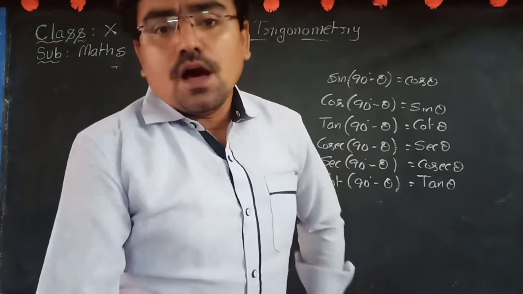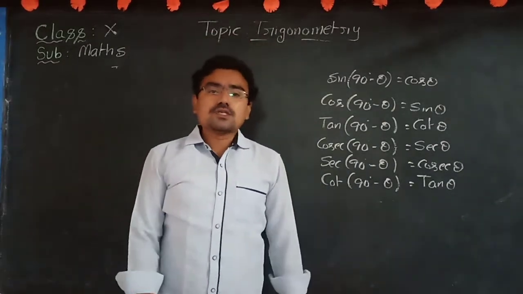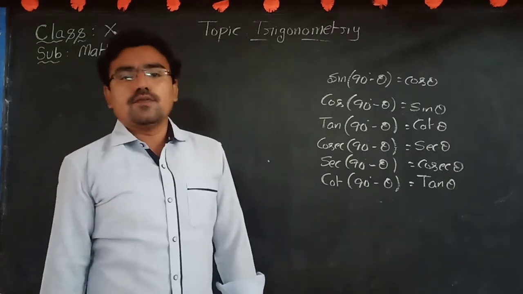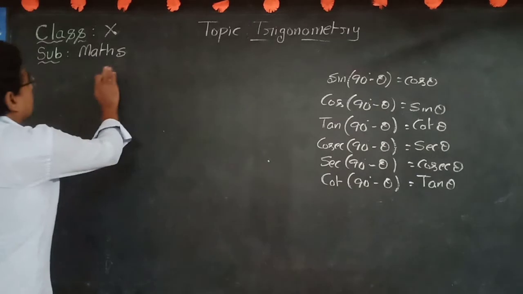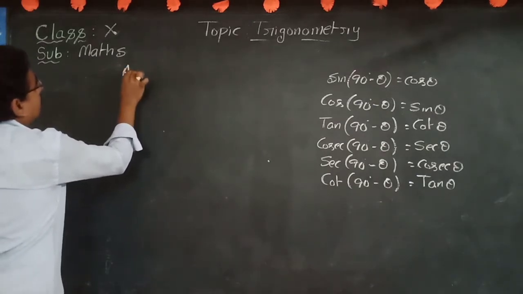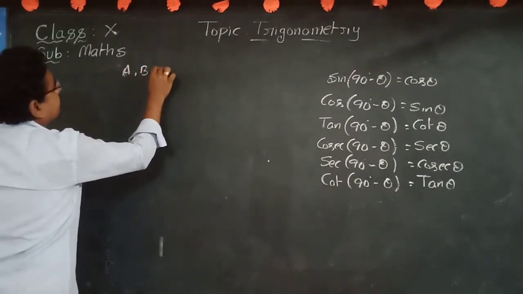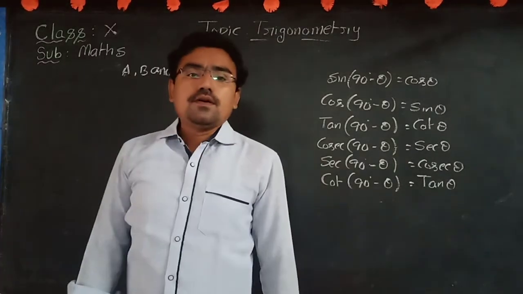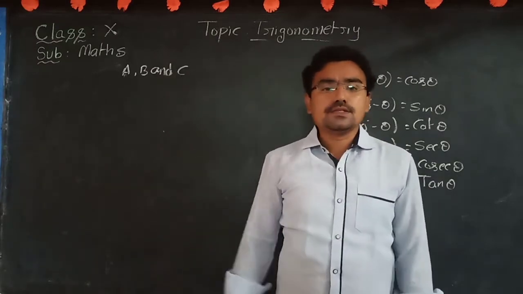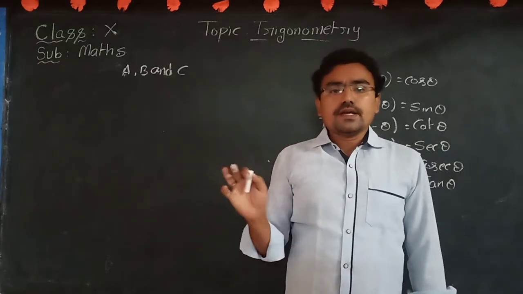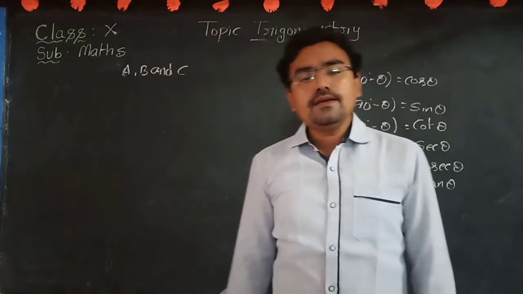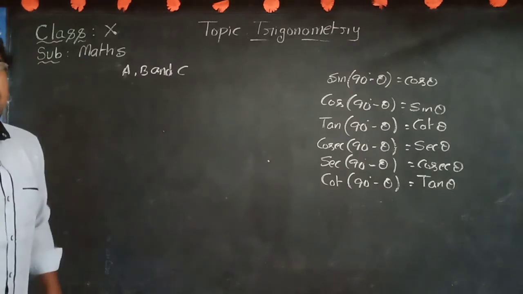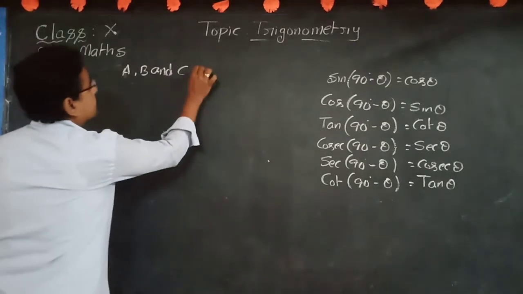See one more problem. Already we know about the sum of the angles of a triangle. What is that? 180 degrees. Sum of the angles of a triangle, 180 degrees. See, next problem. A, B and C are the angles of triangle ABC, whatever they may be. What is given? Given A, B and C are angles of triangle ABC.